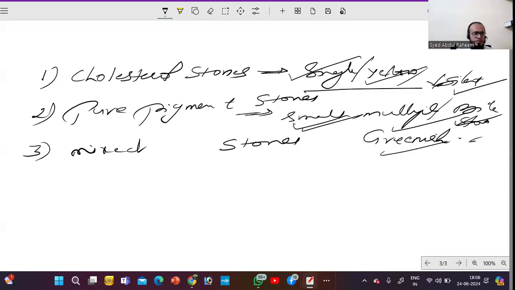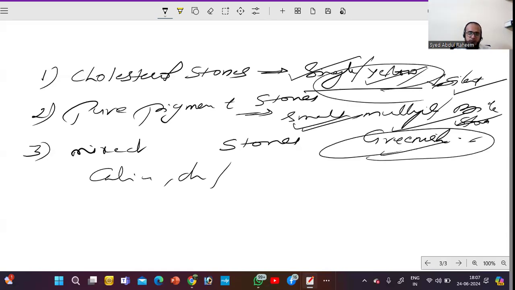What do mixed stones mean? It may be cholesterol type, it may be pigment type, it may be calcium type. It depends upon the nature. You will get the structure like small, single, multiple, or bile, or greenish color, or yellowish color. Okay, so these are the types of stones here: cholesterol, pure pigmented, and mixed.